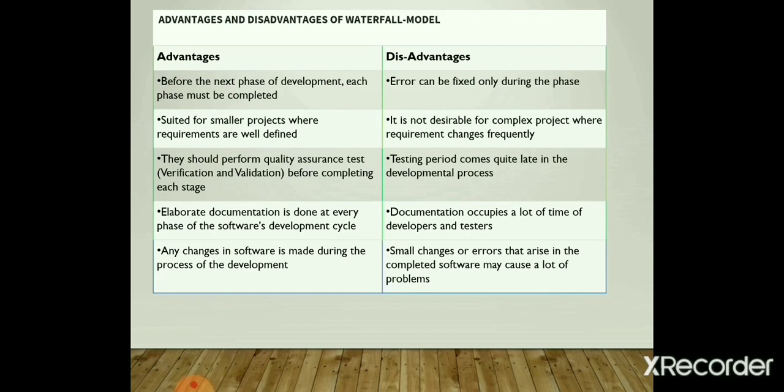Elaborate documentation is done at every phase of the software development life cycle. Means in the waterfall model, elaborate documentation is required. So the disadvantage is that documentation occupies a lot of time of the developer and tester.